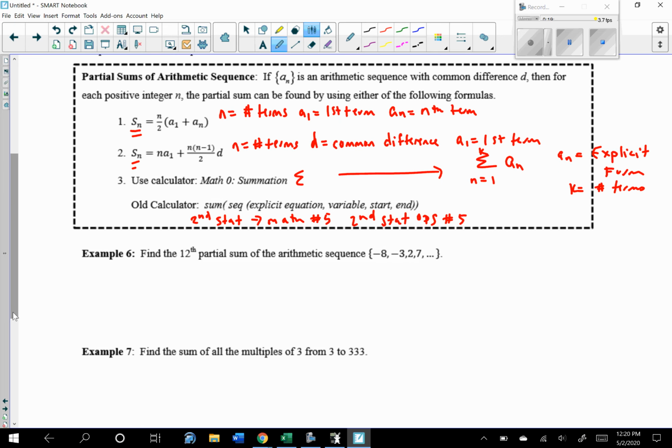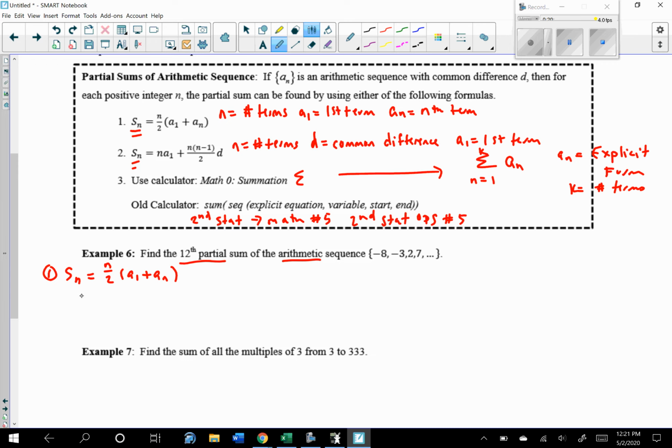So for the next example, we're going to practice using each of these different ways just to show you that you can use them all, and then we're going to go ahead and write out the partial sum. So it says find the 12th partial sum of the arithmetic sequence. So we know this is arithmetic. So for this one, if I want to go ahead and use the first formula, S of n would be, in this case, equal to n over 2 times a sub 1 plus a sub n.